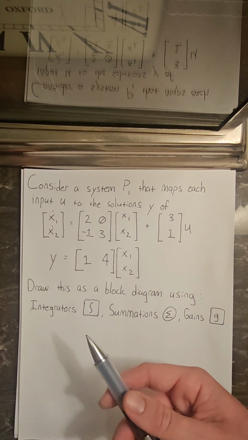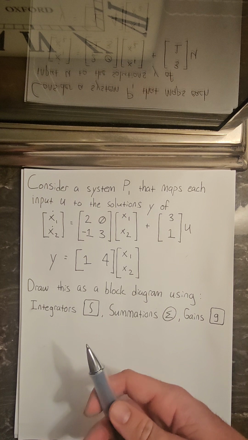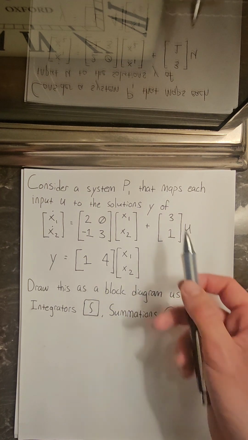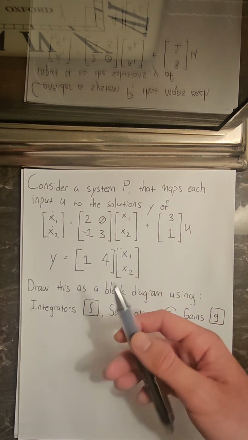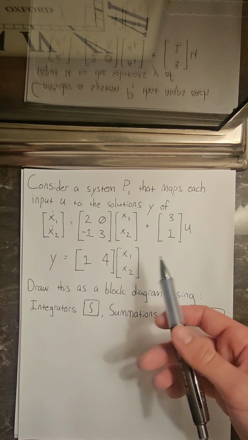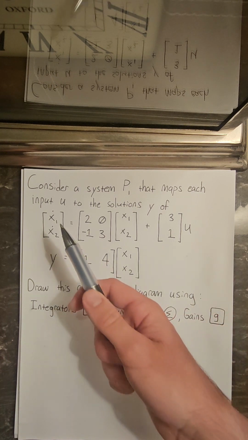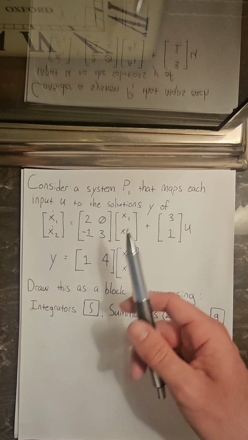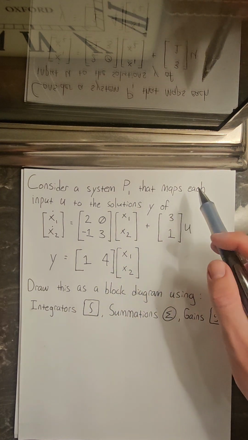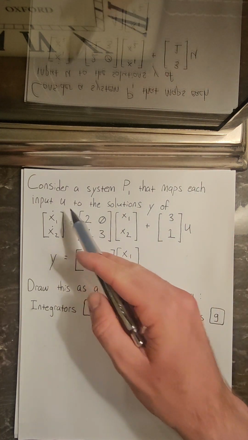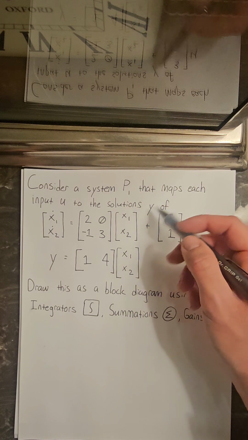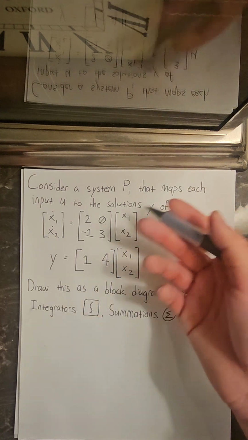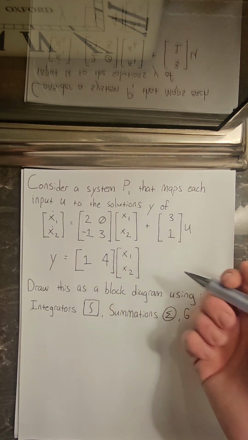I think it was a really cool subject. I think it's a great exercise for the mind, and it's very visually pleasing. So what are we looking at here? We're considering something called a system. We're going to call this system P1, and this maps each input U to these solutions Y, and this Y is an output. So what does that mean in real life?